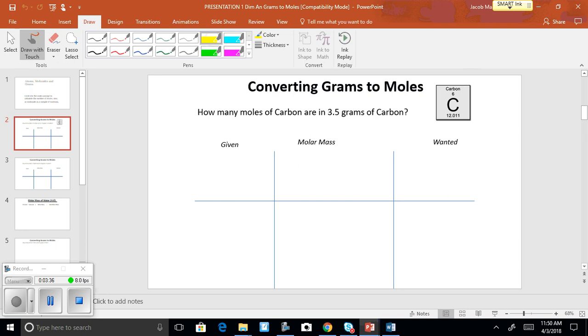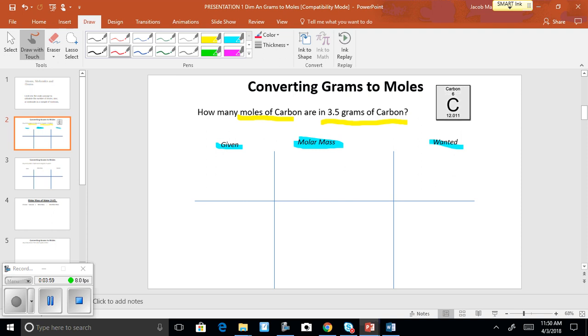All right, so let's look at our question here. It says, how many moles of carbon are in 3.5 grams of carbon? So the way we have our dimensional analysis set up is we have a given, a wanted at the end, and then in this we're going to have our molar mass. We're going to put that in the middle right here, and I'll explain why in a little while.